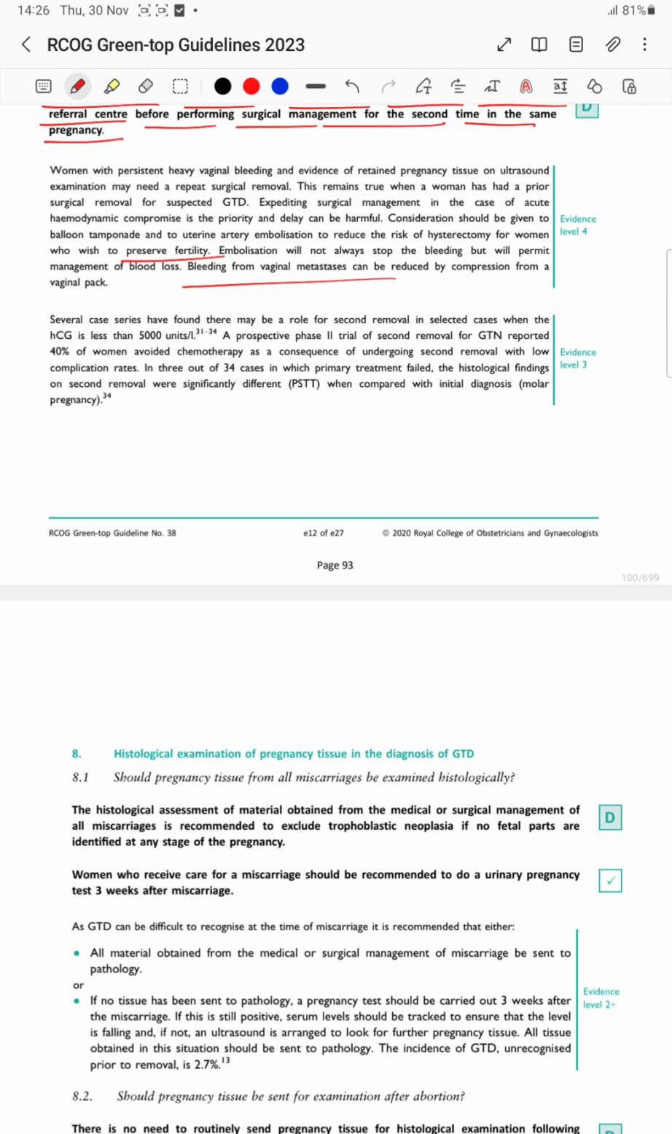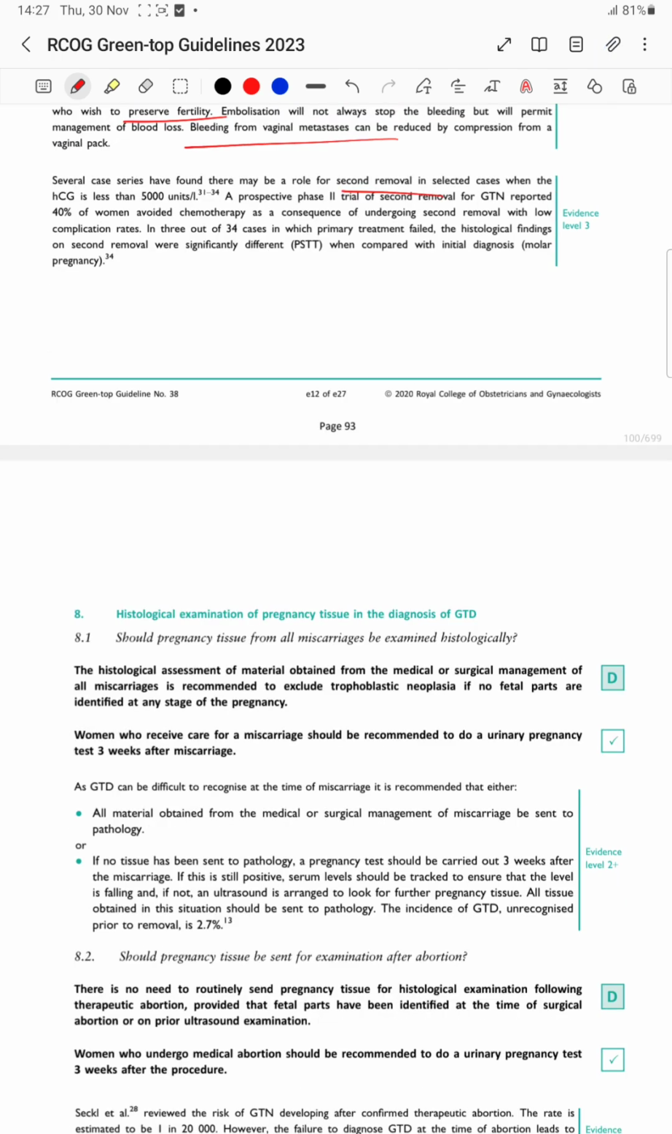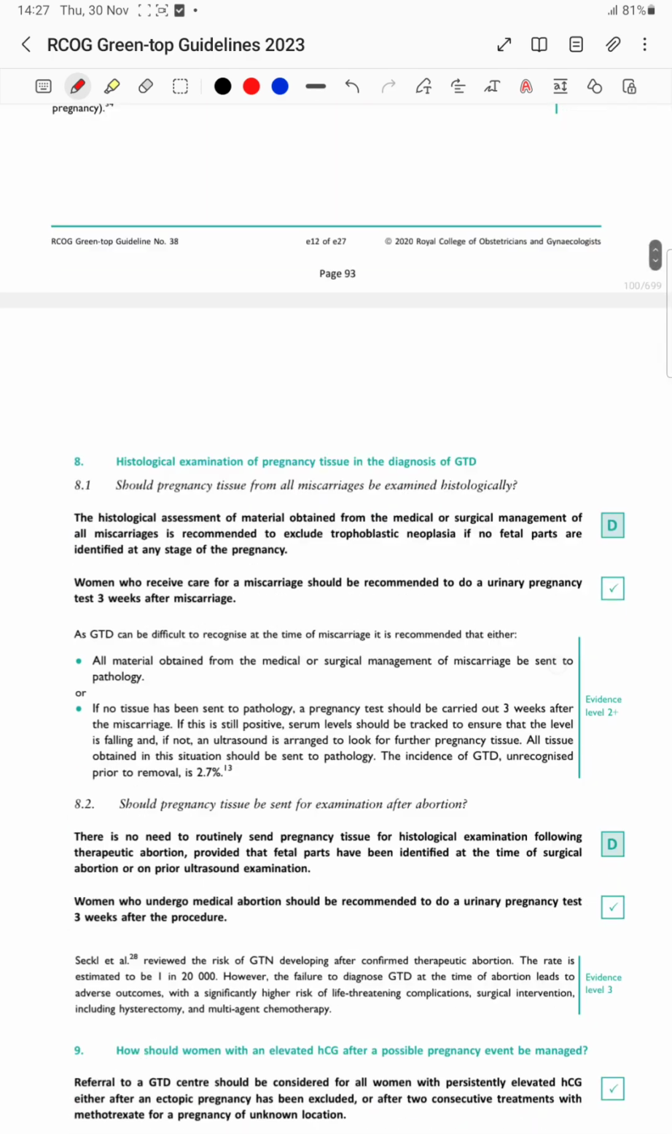There are several case series that have found there may be a role for secondary removal in selected cases when the hCG is less than 5,000 units. A prospective phase 2 trial of a second removal for GTN reported 40% of the women avoided chemotherapy as a consequence of undergoing the second removal, with low complication rates. In 3 out of 34 cases in which the primary treatment failed, the histological findings on the second removal were significantly different, PSTT, compared with the initial diagnosis of molar pregnancy.